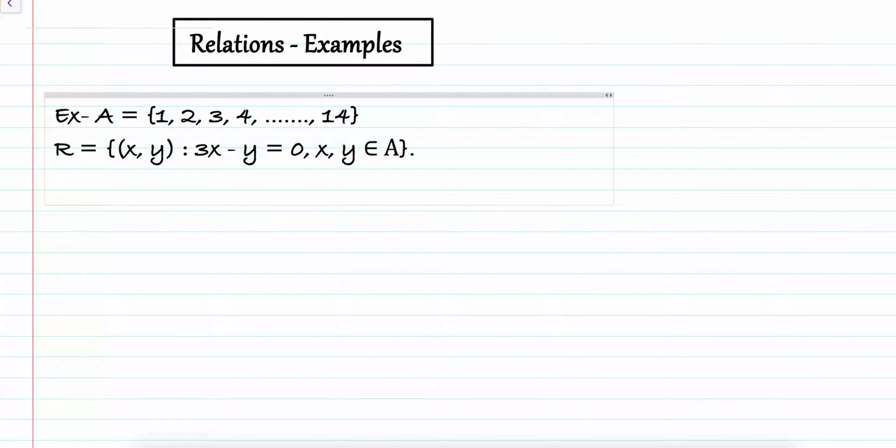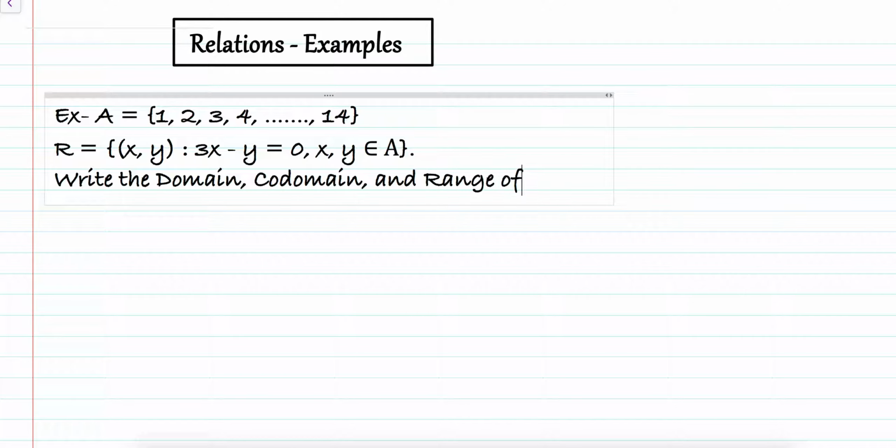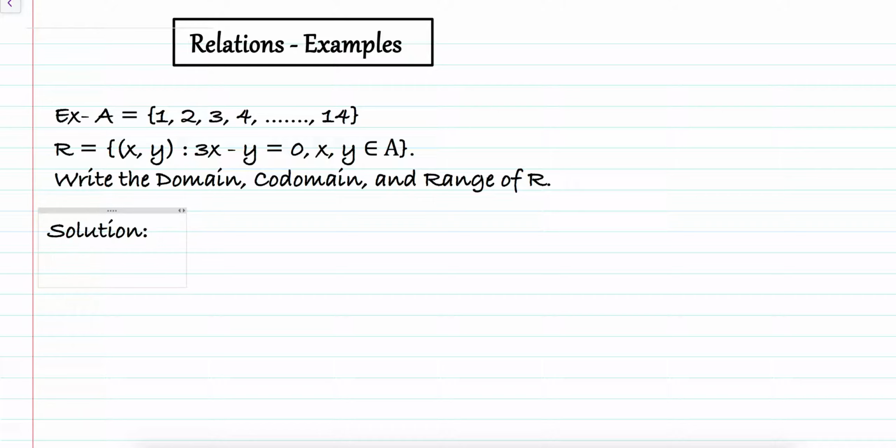So now we have to write the domain, codomain, and range of R. So first we have to find R, that is, we have to represent R in the tabular form or roster form. So 3x minus y should be 0.